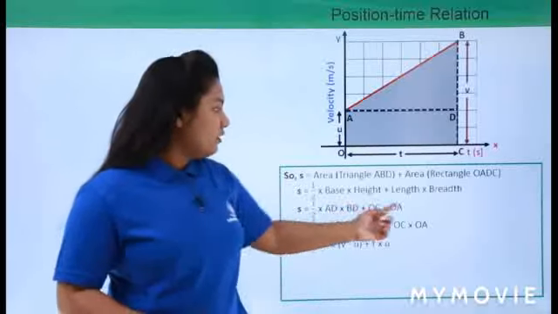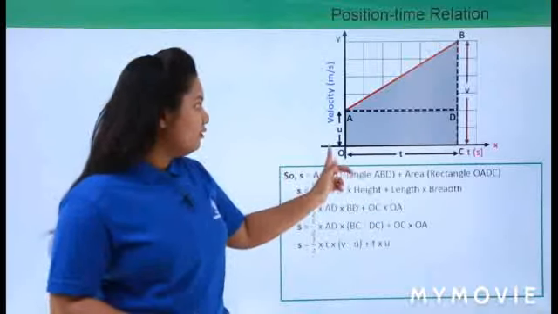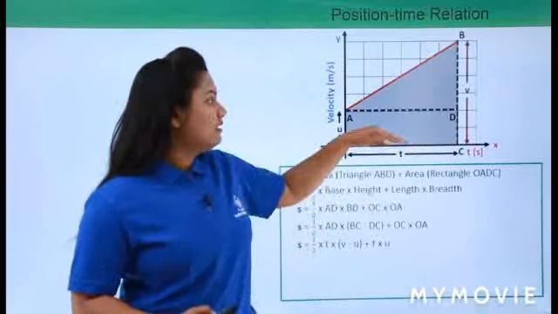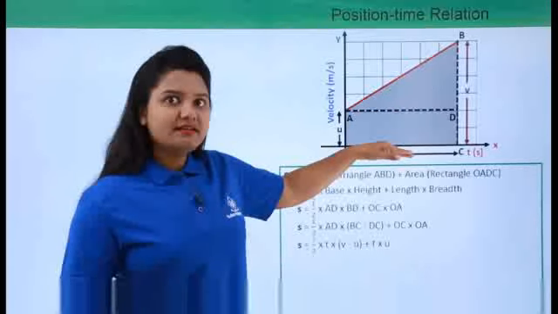Now we will be substituting all the values. AD is exactly equal to OC, since it is the opposite side of a rectangle. So AD is equal to t. And we know BC, which is the final velocity, equals v. DC is equal to the initial velocity OA, that is u. And OC we know is t, and u is equal to OA, which is already given in the figure. So we have put all the values in this equation.